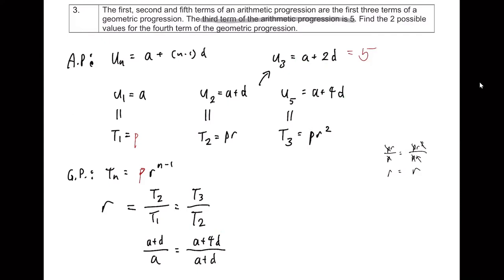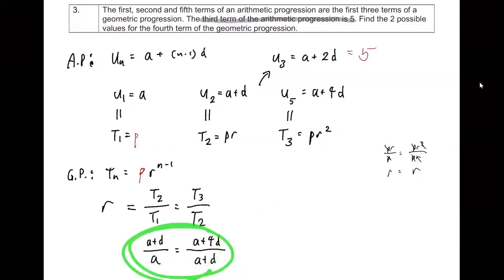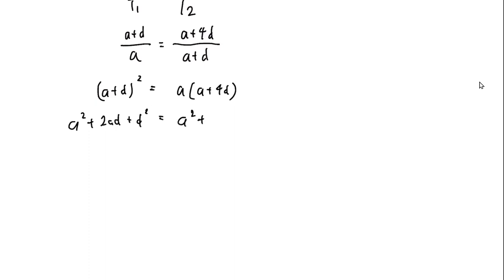Okay, carrying on with the algebra here, I don't want to do any substitution yet. I want to simplify this guy here instead. So let's try to do that. Simplify this. What do we get? Cross multiply. You get A plus D times A plus D, which is A plus D bracket square. Multiply the A over, and you get A times A plus 4D. Expand. You get A square plus 2AD plus D square. Expand. You get A square plus 4D.